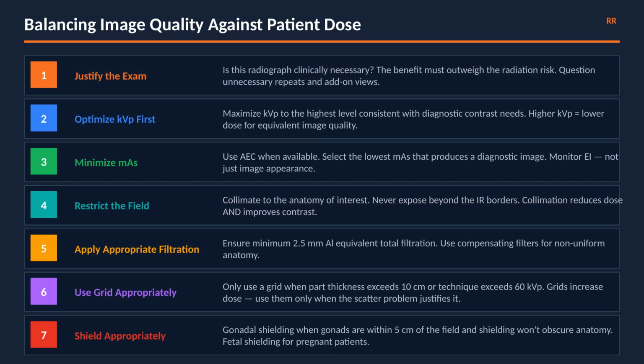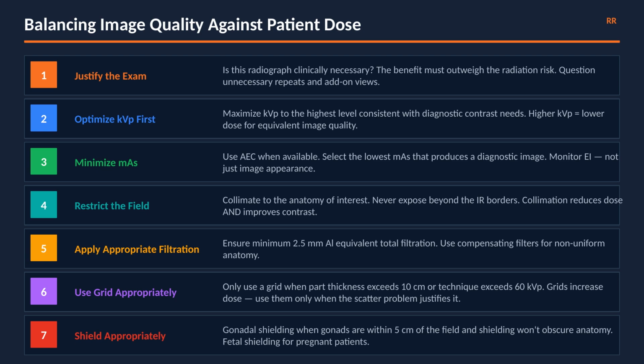Here is a 7-step framework that applies to every exam. Justify the exam. The clinical benefit must outweigh the radiation risk. An unnecessary exam has no acceptable dose. Optimize kVp first. Use the highest kVp consistent with the diagnostic contrast requirements. Minimize MAS. Use AEC when available. Monitor the deviation index. Restrict the field.